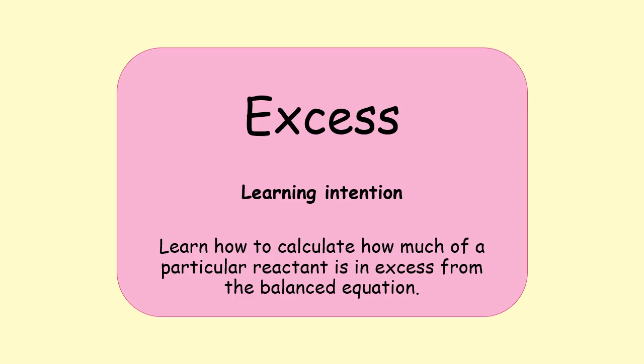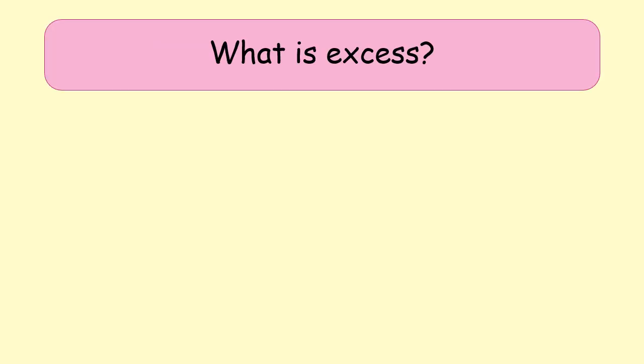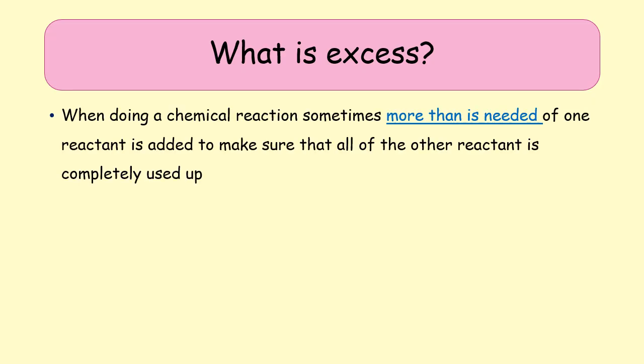So this video is going to be one of two dealing with the principle of excess, which is whenever you use one chemical in quantities that are greater than what is actually needed for doing a chemical reaction. So we need to think about what does it mean. So if you do a chemical reaction, you sometimes add more of a chemical than is needed.